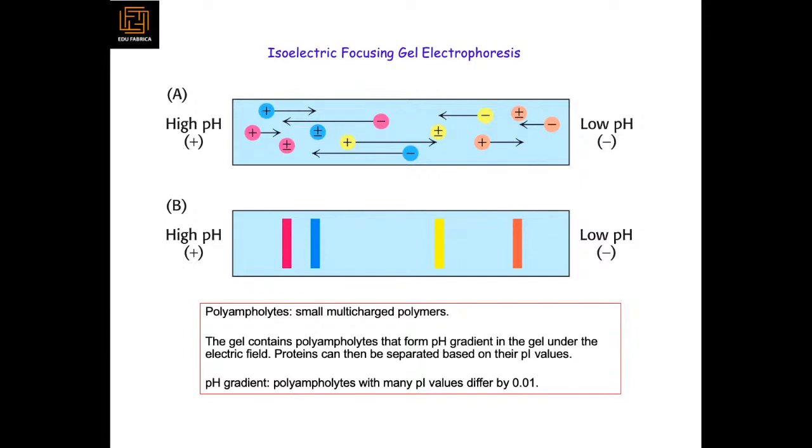So in isoelectric focusing gel electrophoresis, basically you have a higher pH and a low pH. The molecules that you add will be polyampholytes, having multi-charged polymers. When you put them into the high pH and low pH, they will find their pI value, at which they are neutral, and they get to that point. So, a pH gradient, with polyampholytes with many pI values differing by 0.01.